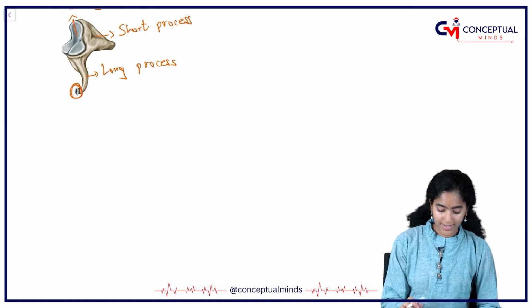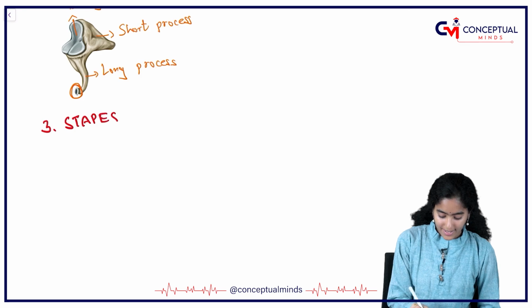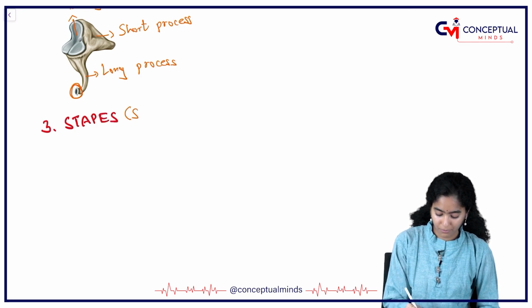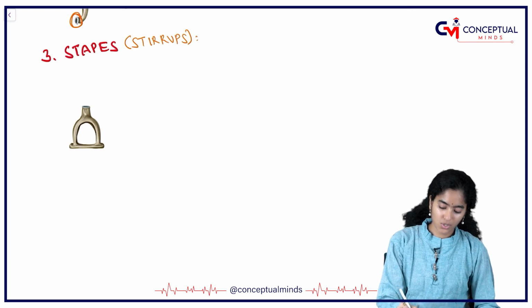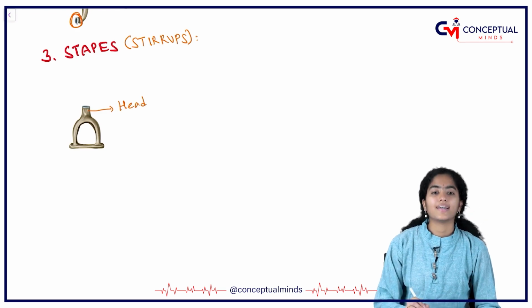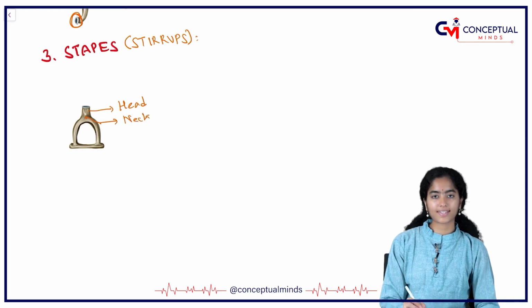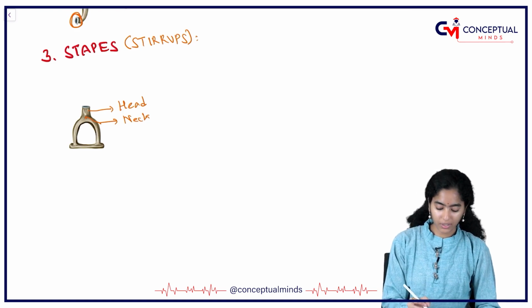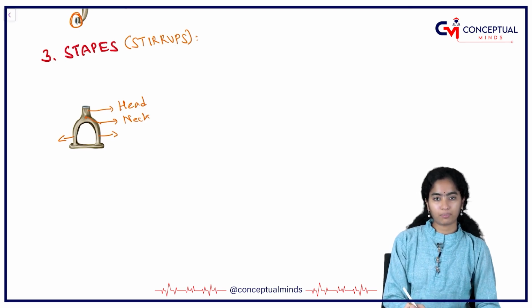The next bone is stapes, also known as stirrups. The common name for stapes is stirrups. This is a picture of stapes, and the stapes consists of a head. The head of stapes is in articulation with the incus, and a neck. Apart from head and neck, it has an anterior crura and a posterior crura, and they are these two.